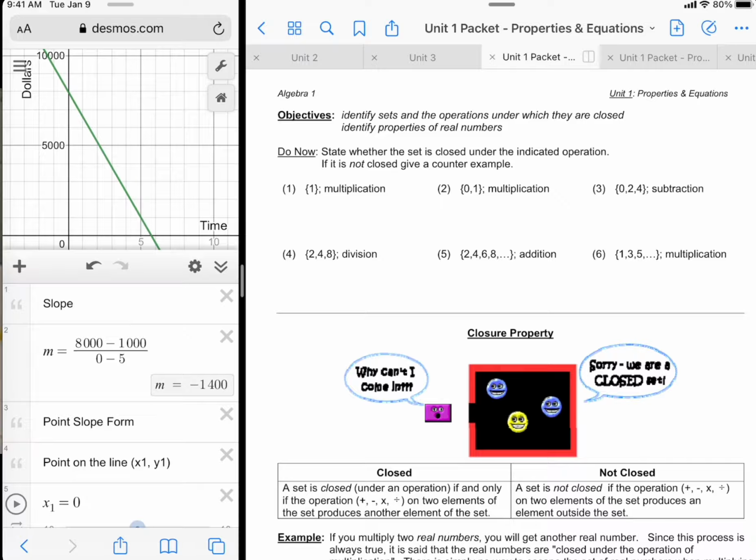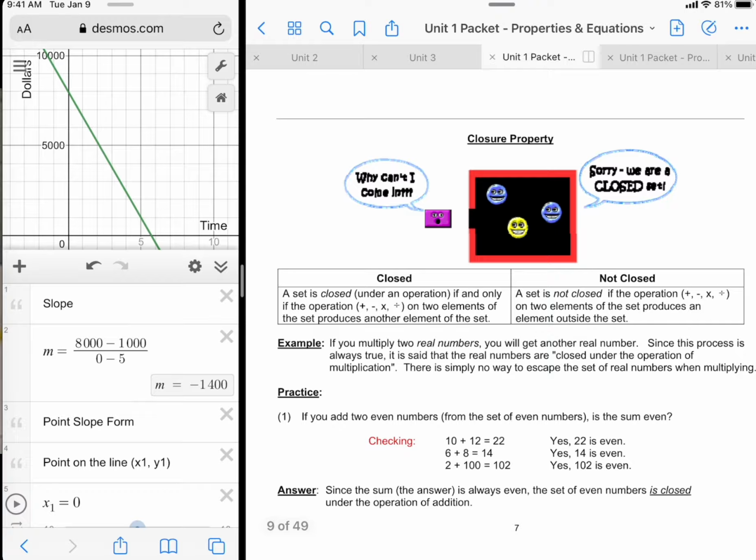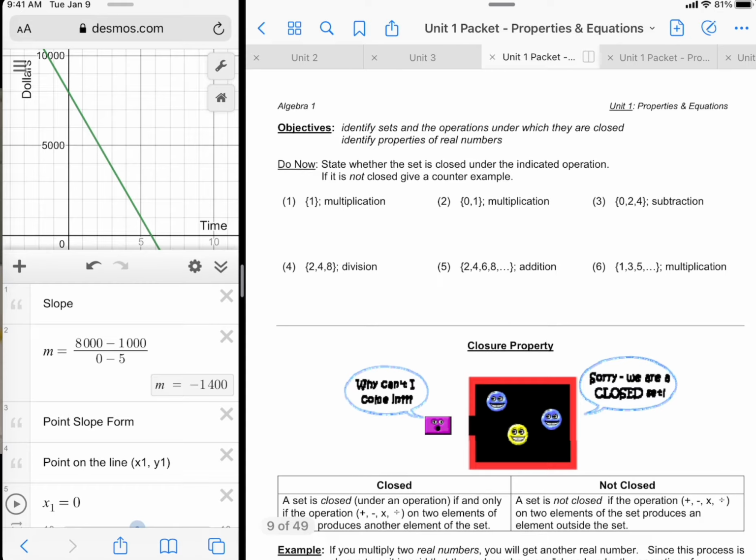But the do now: state whether the set is closed under the indicated operation. If it's not closed, give a counterexample. All right, so you have this whole blurb here related to what makes a set closed. But I'll give you the gist of it here.